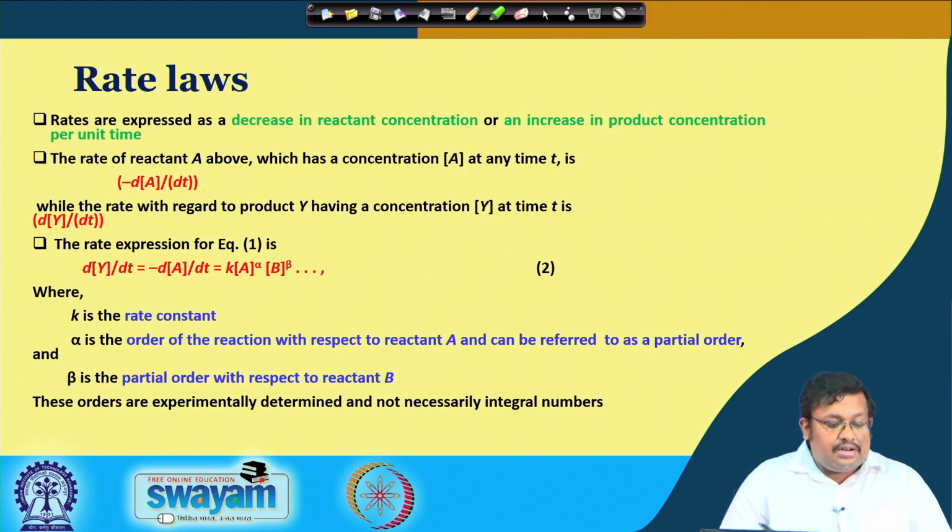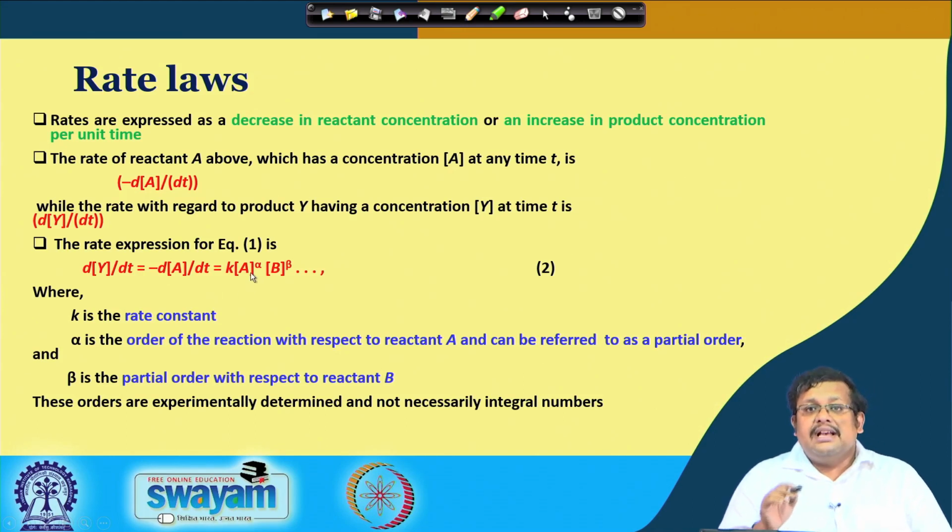So, based on these rate laws, we have seen that the rate of reactant A, which has a concentration given by this bracket at any time t, can be denoted by this rate. However, the rate with regard to product Y, having a concentration of bracketed Y at time t, can be defined by dY by dt, and the rate expression here can be defined as dY by dt equal to minus dA by dt.